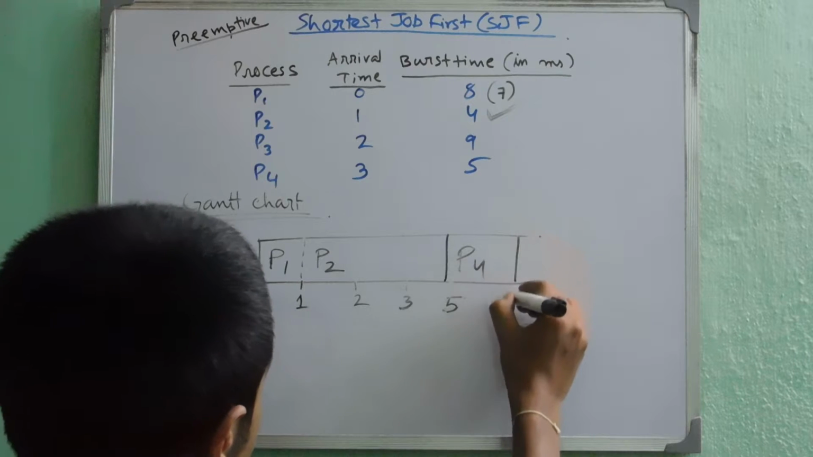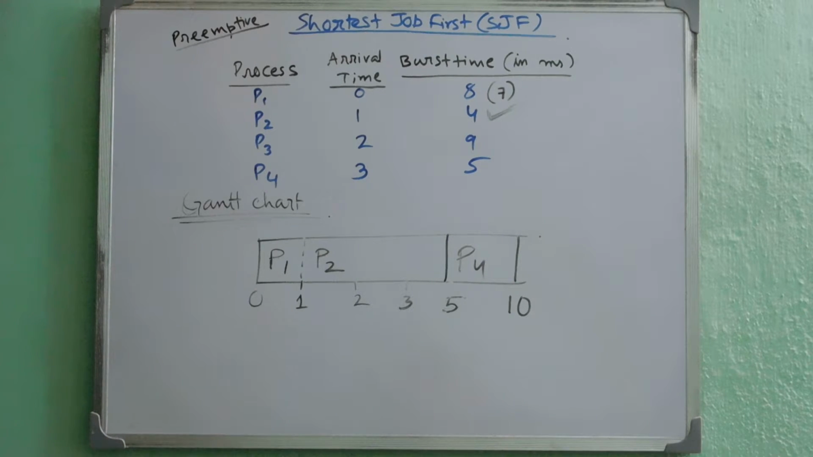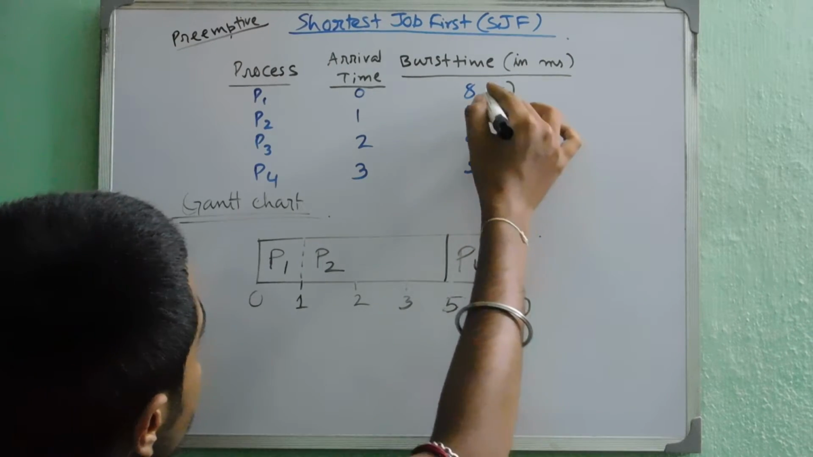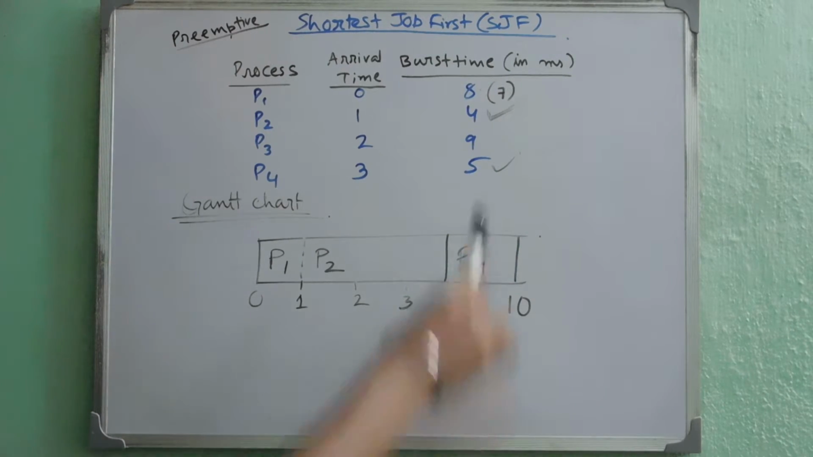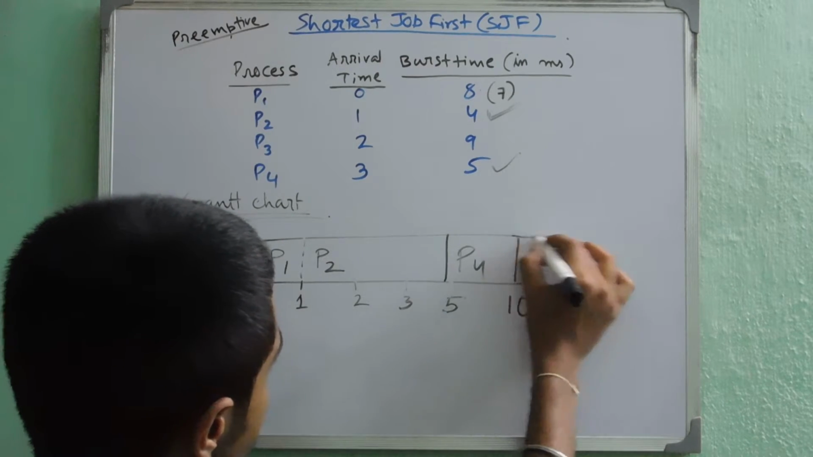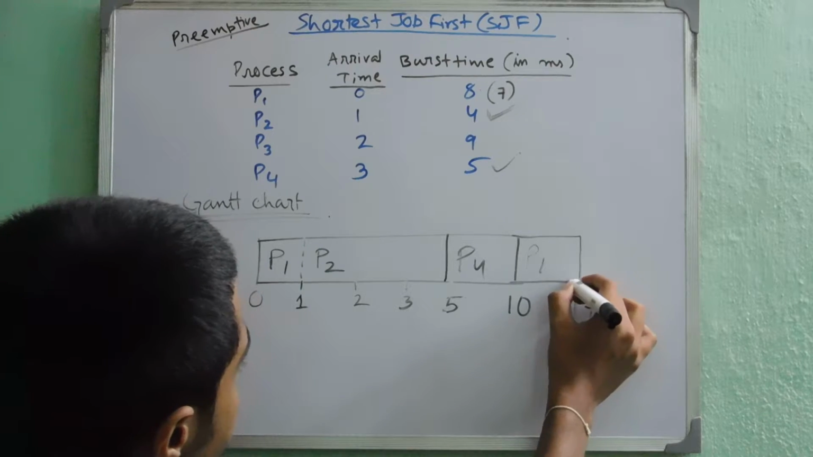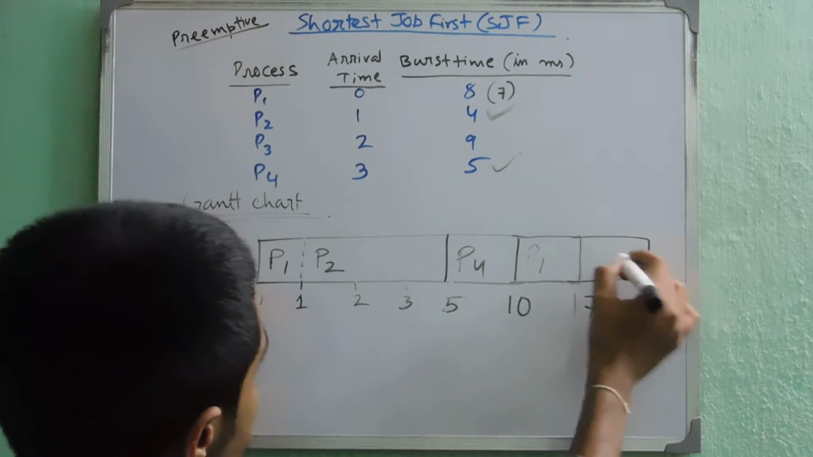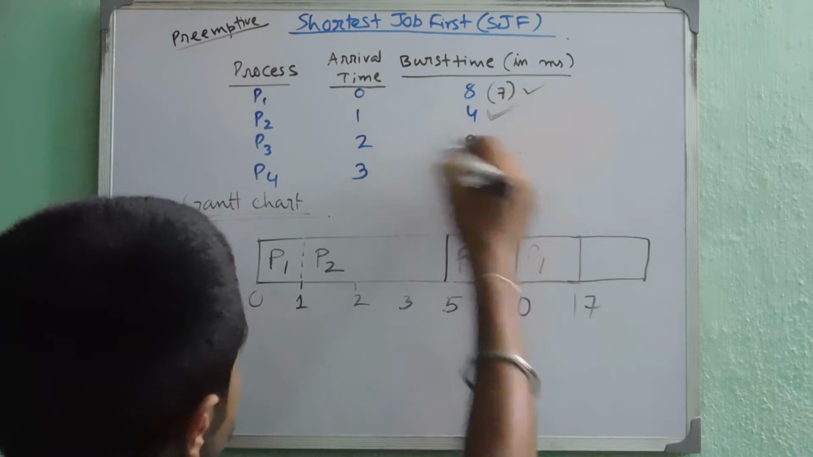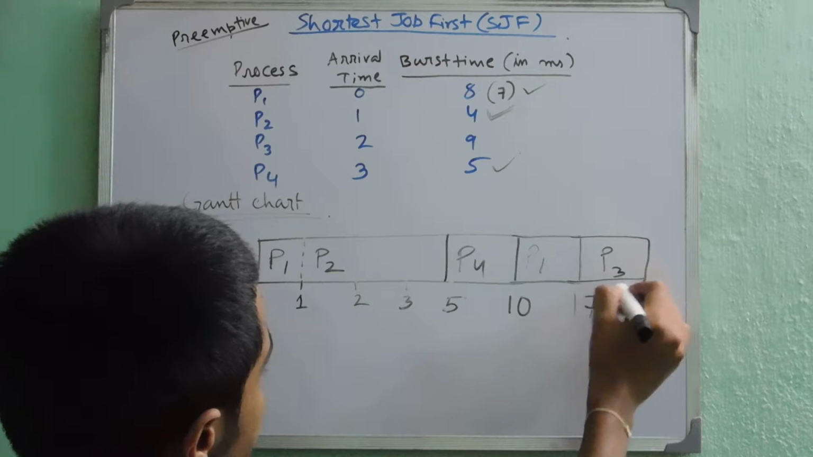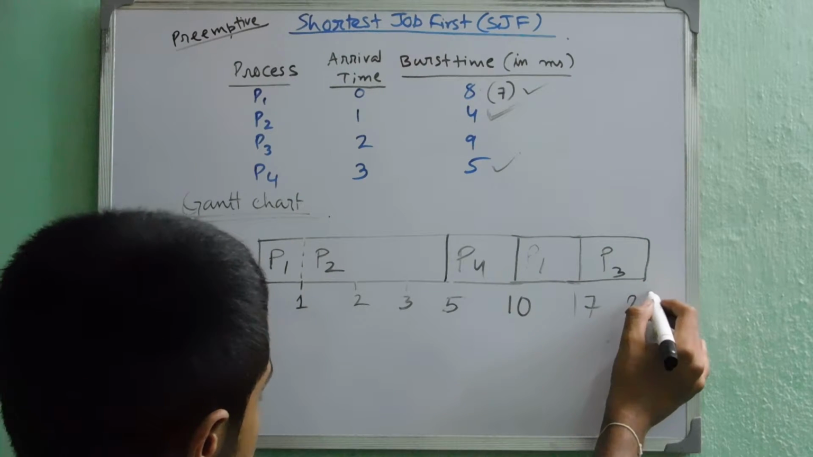So it will continue till 10. Then we will give the control to P1, as 7 is less than 9. So P1 will continue till 17. And finally we will give the control to P3, which will continue till 26.